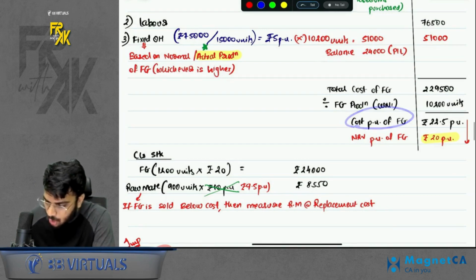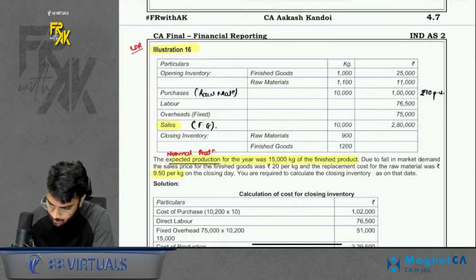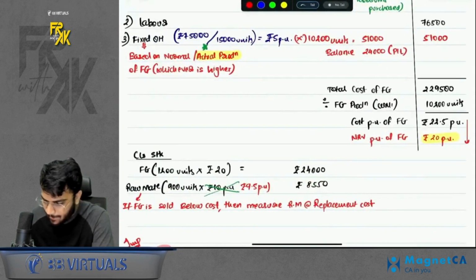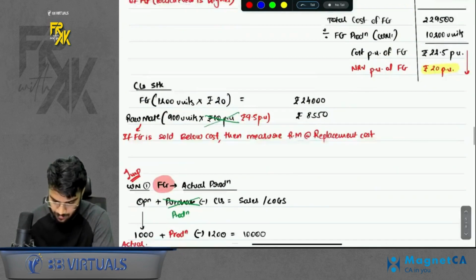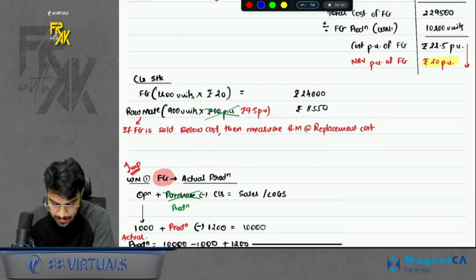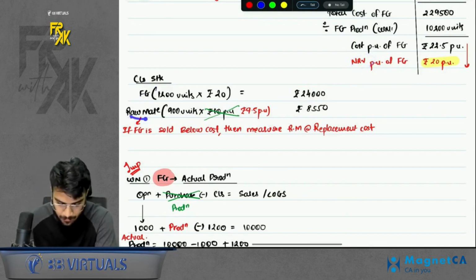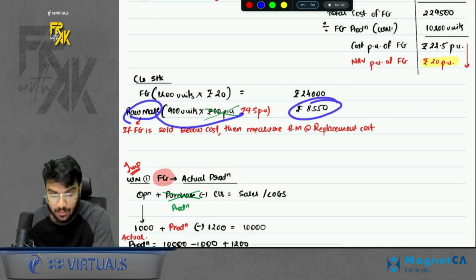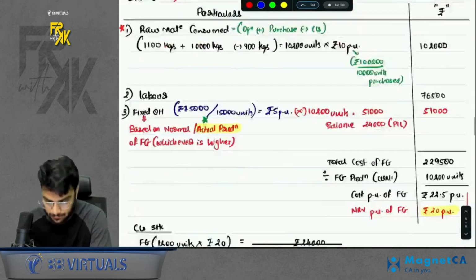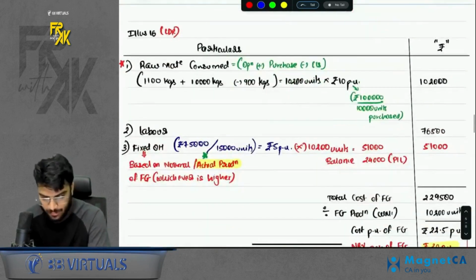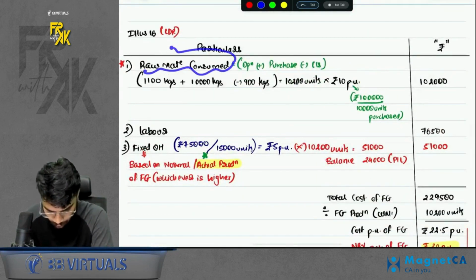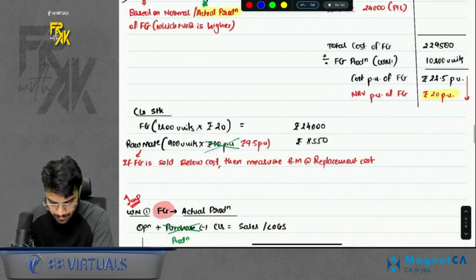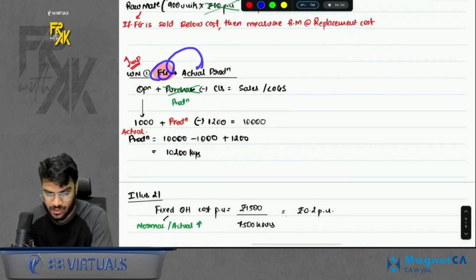Now you get the cost per unit as 22.5, but in the question NRV is also given. NRV of FG is given as 20. So we will value at 22.5 or 20, whichever is lower. Okay, so we measure at the lower amount. Acha, because FG is measured at lower of cost and NRV, remember RM will be measured at replacement cost. So do that. Done with this part. Clear? Okay, so what are the 2 points which are important? The first point is RM consumed calculation, and the second important point is FG actual production calculation.